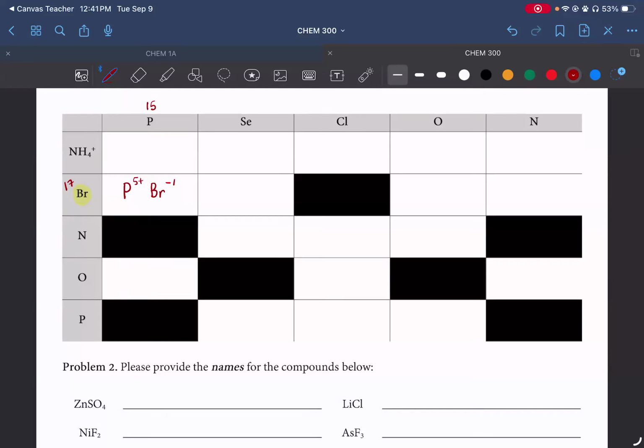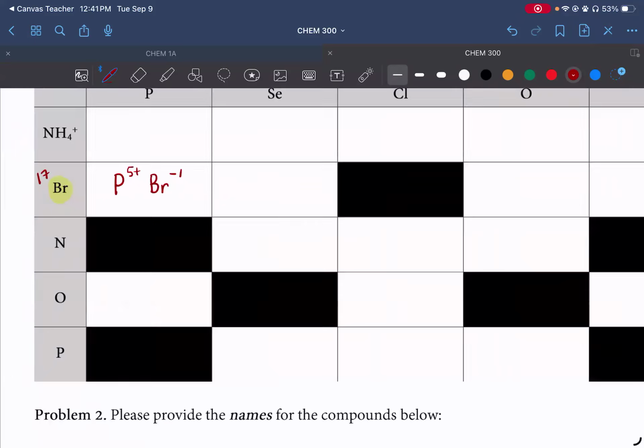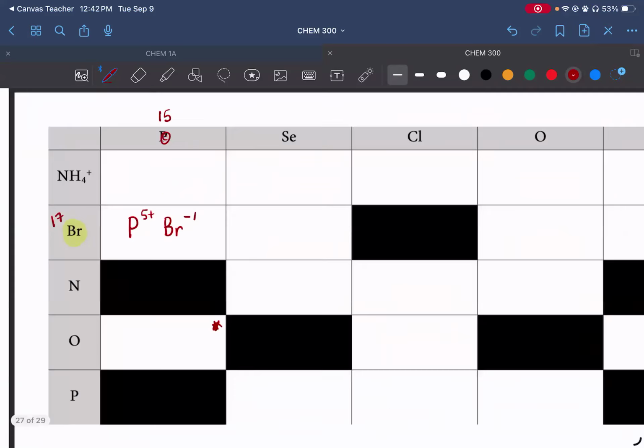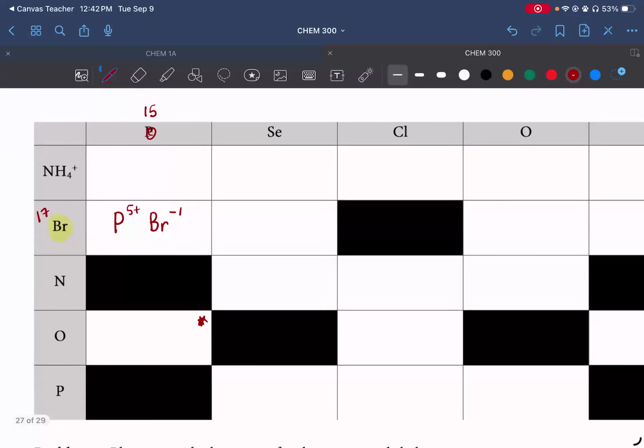Let's try another one on this. Let's do this one right here, the phosphorus and the oxygen. I've just put a little star beside it so you know which one I'm referring to. All right. Phosphorus is in group 15. Oxygen is in group 16. The lower group number is written first. It assumes the role of the cation. The higher group number is written second. It assumes the role of the anion.